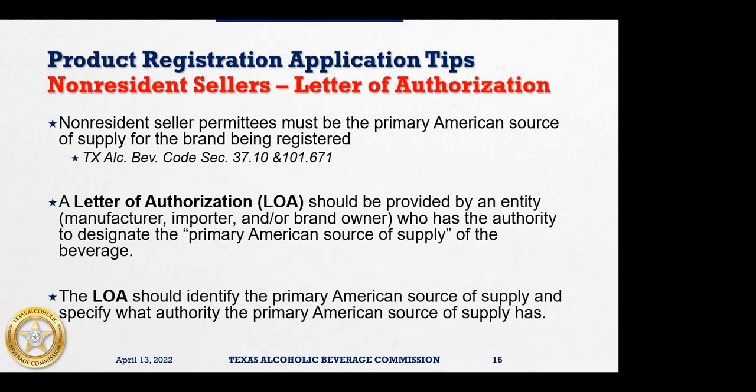Letter of authorization. Because the non-resident seller applying must be the primary American source for wine and spirits, proof of authorization is required. When submitting your wine and spirits applications, you'll be required to provide a letter of authorization if you do not own the TTB COLA being used for registration. This letter should identify the primary American source and specify what authority they are given.